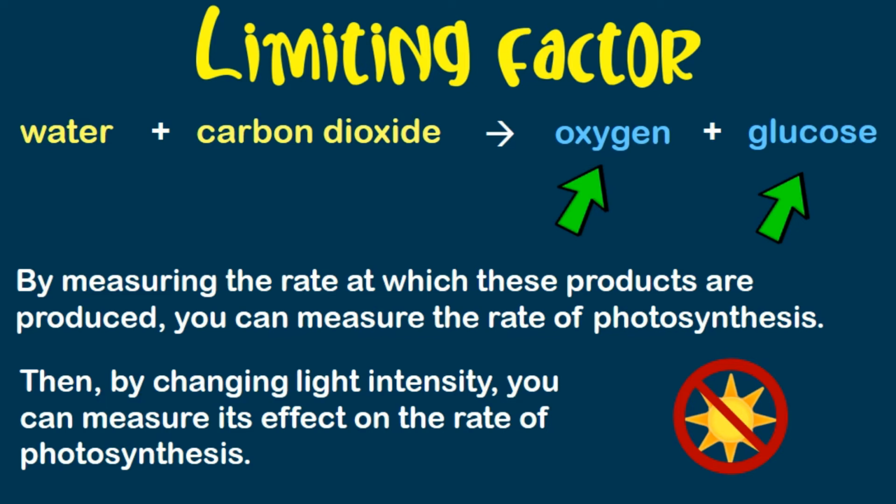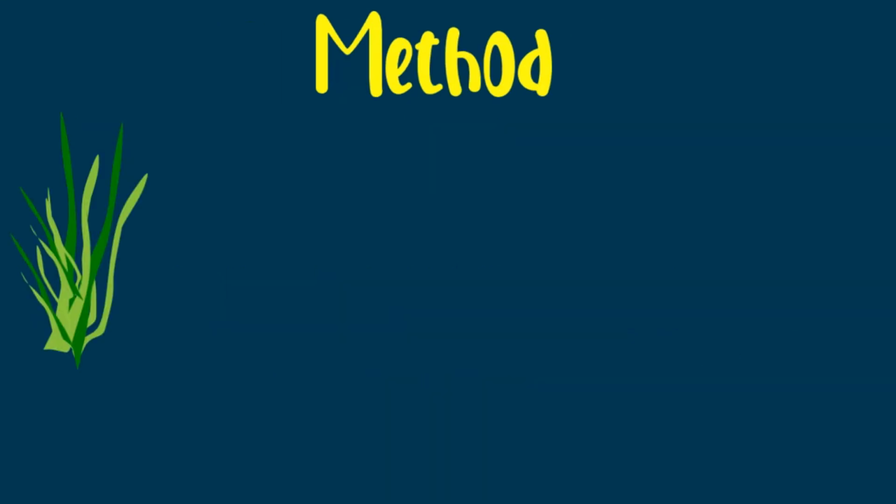So then by changing the amount of light, the light intensity, I can see if the reaction's happening fast or slow based on how quickly oxygen or glucose is appearing. And in our case, we're going to use oxygen because it's easier to spot with your eyes. So this is what you do. You take pondweed, it doesn't really look like that, you can Google it if you're interested, but that's the best picture I could find.